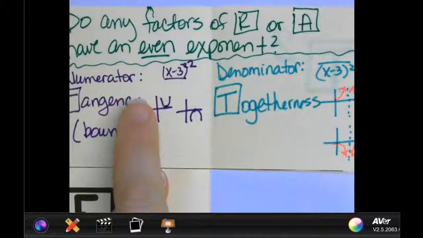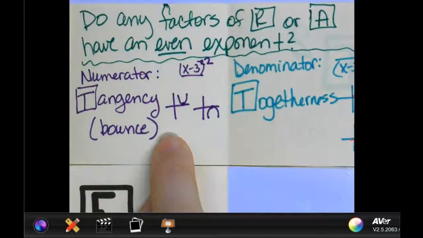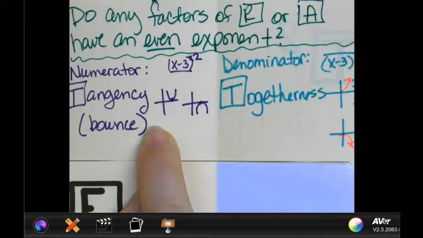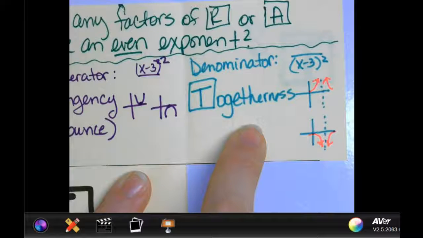Because you're looking for the t in the numerator and the denominator. Numerator gives you the tangency just like it did for polynomials. And then in the denominator, it gives you the togetherness so you know what's happening at that asymptote. Okay?